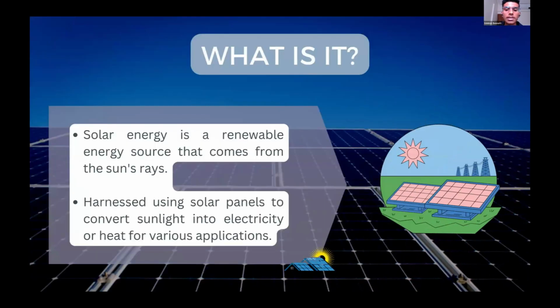So let's start with the basics. What is solar energy? Solar energy is defined as the radiation from the sun that is capable of producing heat leading to chemical processes or the generation of electricity.